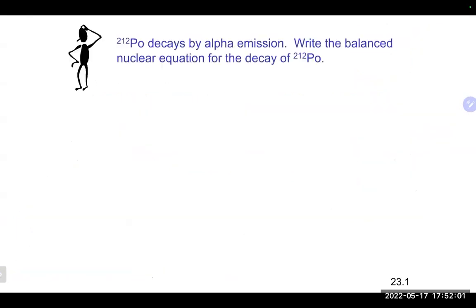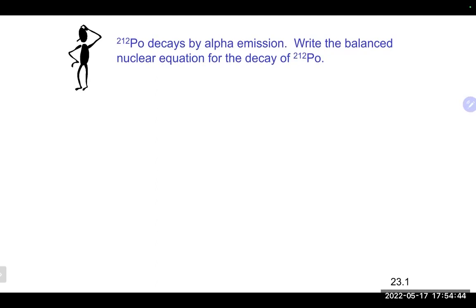All right, so why don't you give this a go. Po-212 decays by alpha emission. Write the balanced nuclear equation for this decay process. And again, if you have a periodic table, it's probably going to be super helpful. If you have one, you might want to pull it out. It will help you with some of these things. Take a look at this.